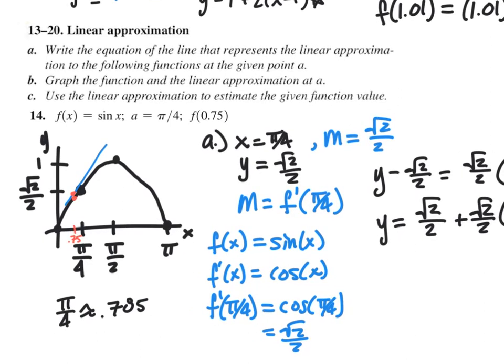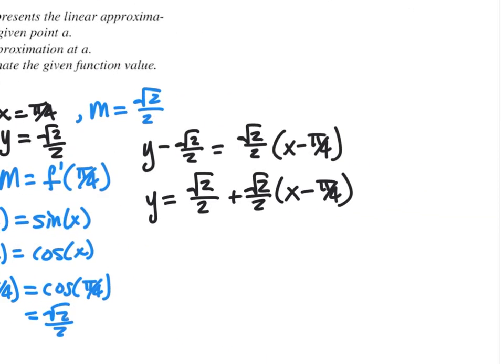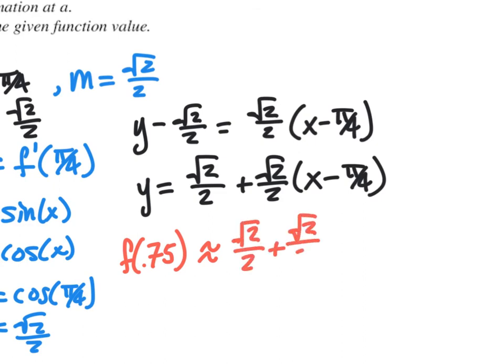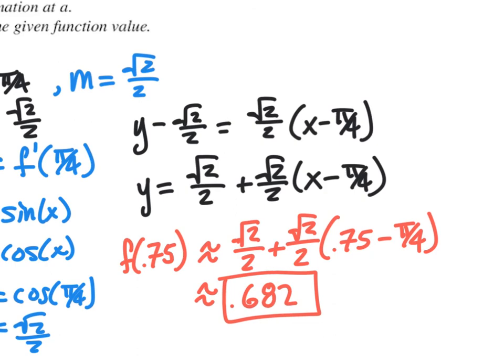And so let's check and see what it wants me to do. Graph the function, linear approximation. Use the linear approximation to estimate the given function value. So what I want to do is calculate an approximation for f of 0.75, and that is going to be approximately equal to the square root of 2 over 2 plus the square root of 2 over 2 times 0.75 minus pi over 4. Let's go ahead and plug this into our calculator, and we're going to get about 0.682.